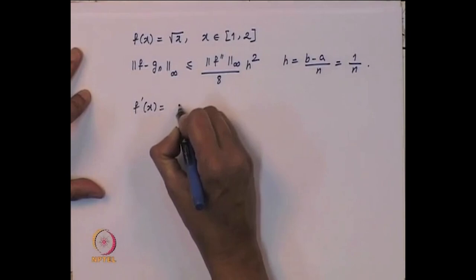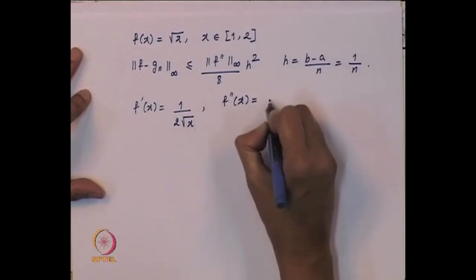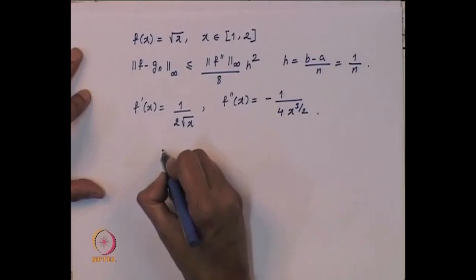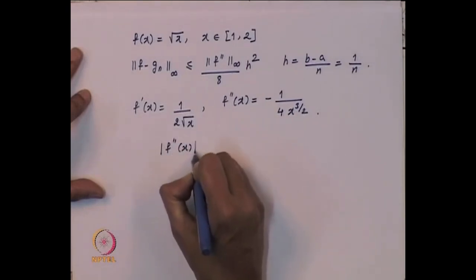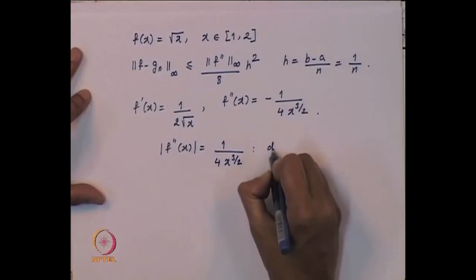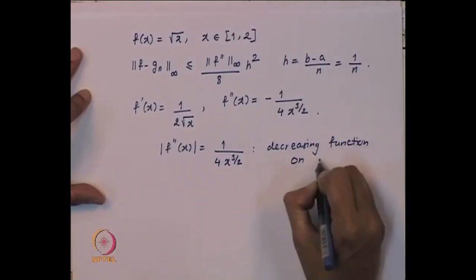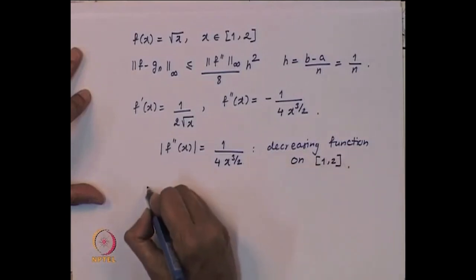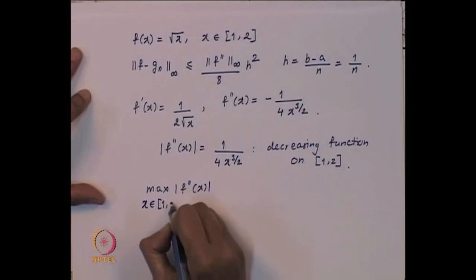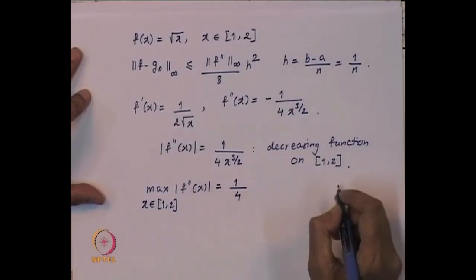f dash x is going to be 1 upon 2 root x. f double dash x will be equal to minus 1 by 4 x raised to 3 by 2. When you consider mod of f double dash x, this is going to be 1 upon 4 x raised to 3 by 2. So, this is a decreasing function on the interval 1 to 2, and hence the maximum of mod of f double dash x, x belonging to 1 to 2, will be attained at the left end point 1, and then you get it to be equal to 1 by 4.